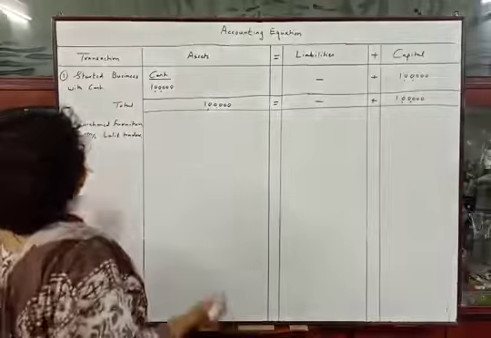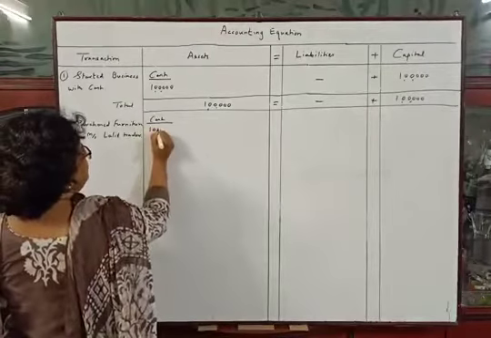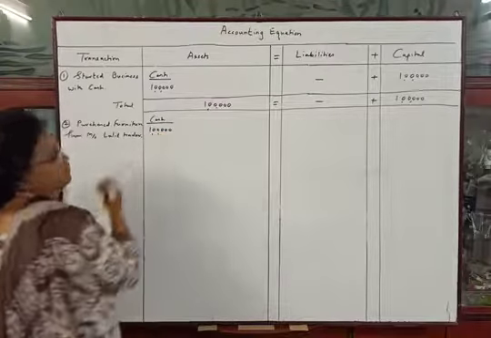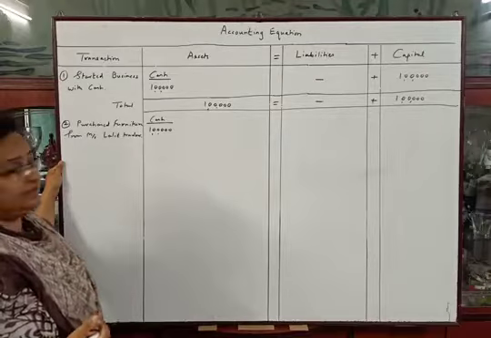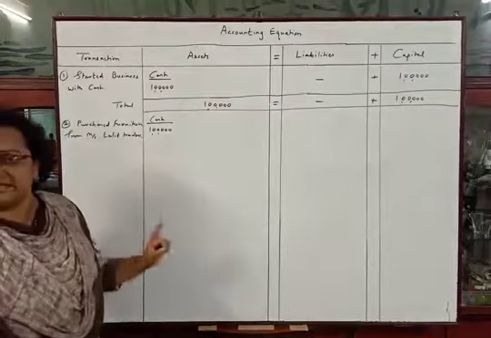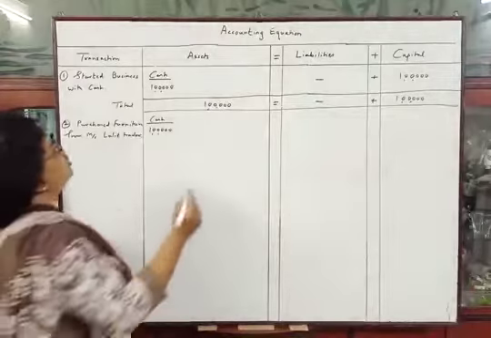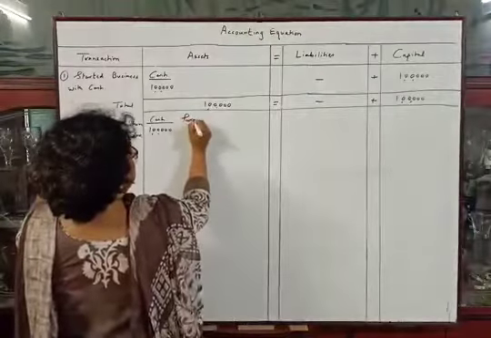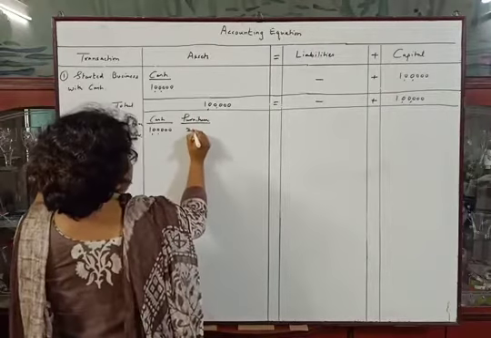Okay. So first our cash will remain as it is because there will not be any change in cash as we have not paid the amount to the Lalit Traders. So cash will remain as it is rupees 1 lakh. Then we have purchased furniture. So new asset is coming into the business. So next asset will be furniture rupees 20,000.